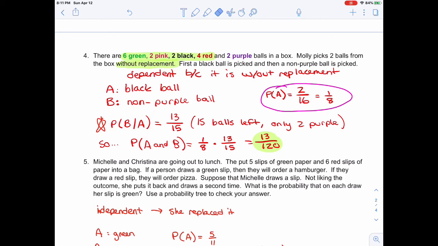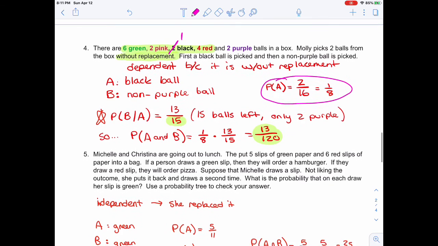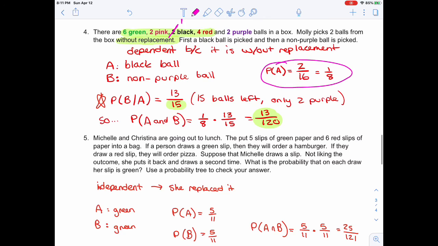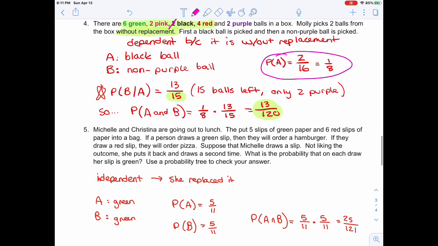So right away, we know that 16 was going to turn into a 15, okay, since we did not replace it. And then you have to be careful here. Since we already picked a black ball in our first one, that means up here, I'm going to cross that off, we now only have 1 black. So we have 6 green, 2 pink, 1 black, and 4 red. So if you add all of those up together, we have 13, okay? And then we just multiply them, and we should have gotten 13/120.